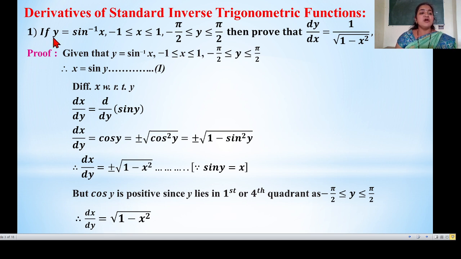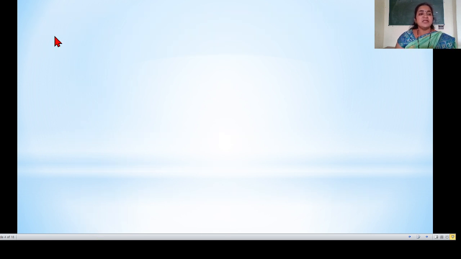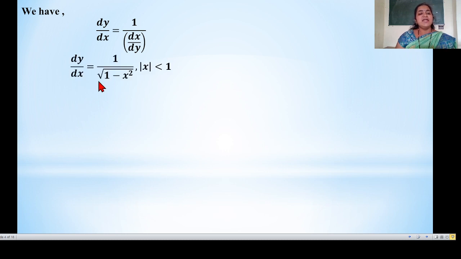But I want the derivative of y with respect to x, and I am finding the derivative of x with respect to y. So by using the formula of derivative of inverse function, dy by dx is equal to 1 upon dx by dy, when dx by dy is not equal to 0, we get dy by dx is equal to 1 upon square root of 1 minus x square, for mod of x less than 1. So this is the derivative of sine inverse of x, which is 1 upon square root of 1 minus x square.